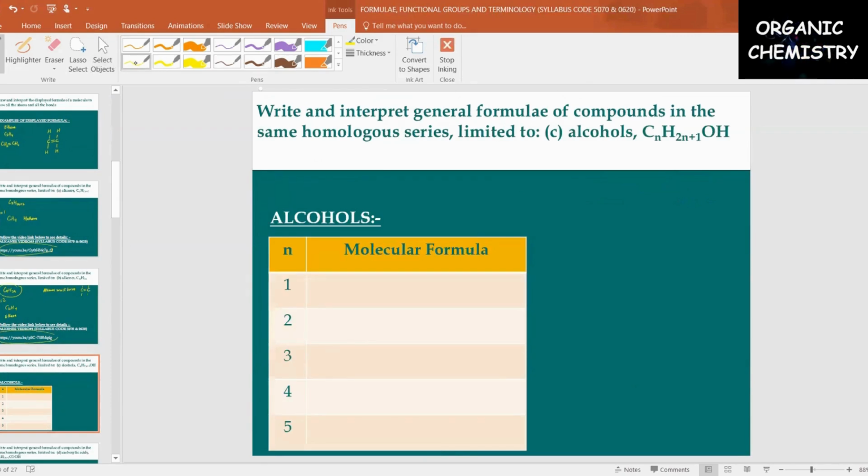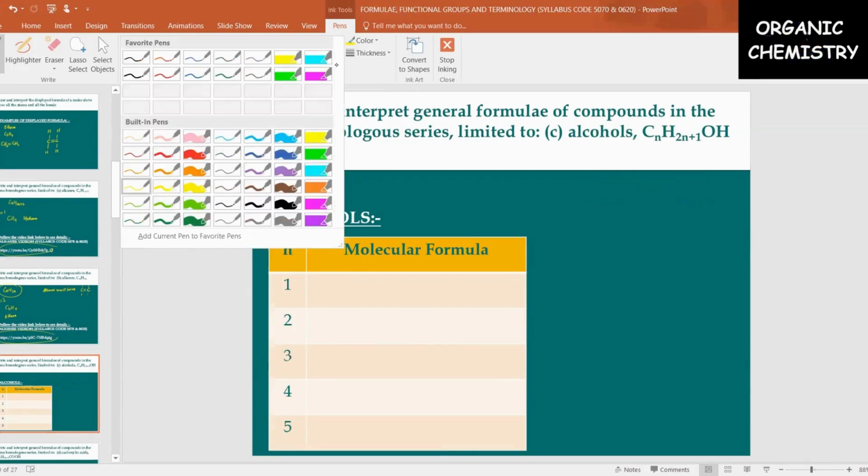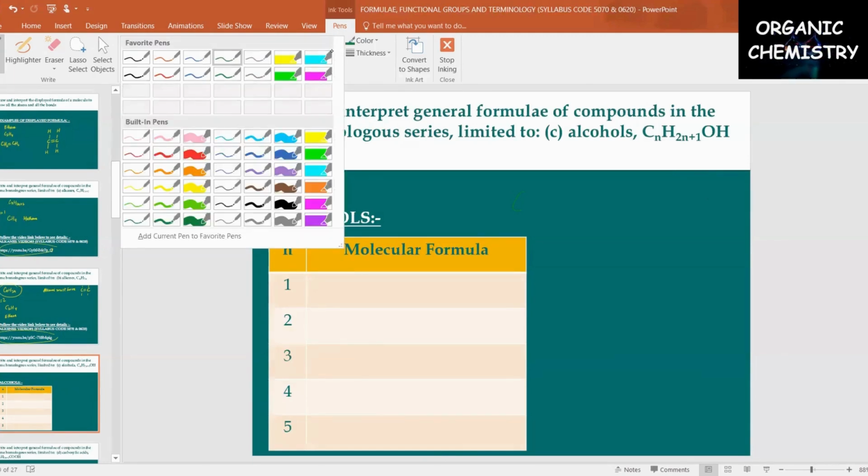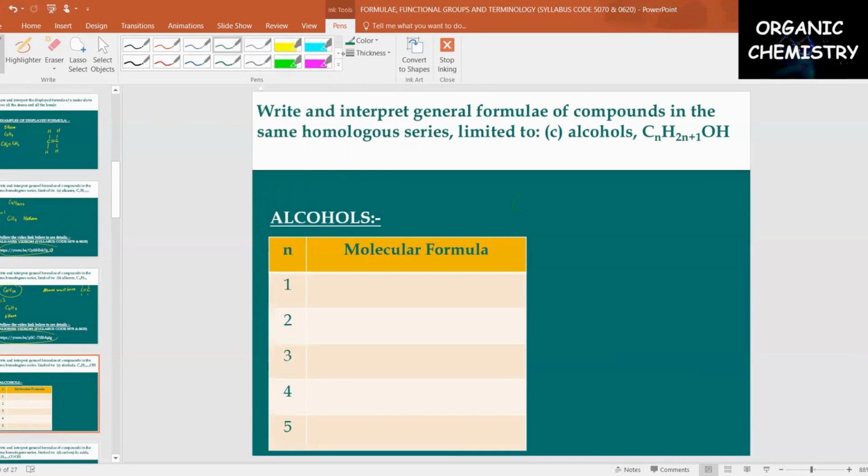Write and interpret general formula of compounds in the same homologous series limited to alcohols. Now alcohols, we have CnH2n+1OH as a general formula for alcohols. If the value of n is 1, the molecular formula will be C, and 1 multiplied by 2 is 2, 2 plus 1 is 3, H3OH. This is methanol.